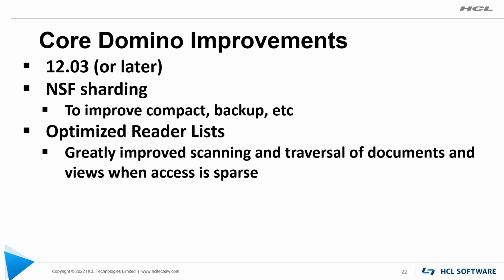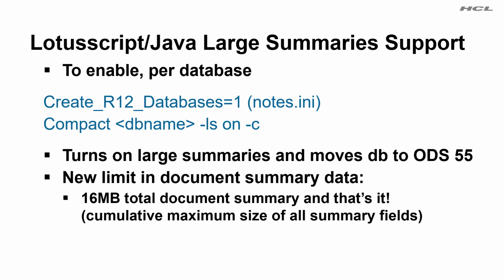Okay, Domino improvements. This is no real announcement. It's just saying these are kind of skunk works we're looking at. Sharding is in the pipeline, and we're working to improve compacts and backups. Optimize reader lists is another project that's in the queue. We're working on that as well. Okay, real fast: there is the ability to read and write large summaries inside of 1202 in the backend classes. The ability to turn it on has been there for a long time. You have to upgrade to ODS 55 using the Create R12 database.